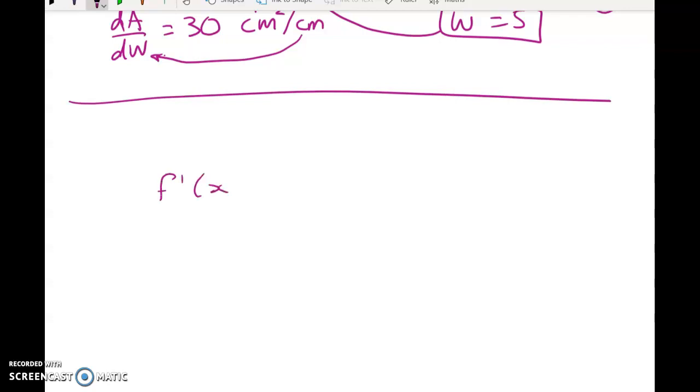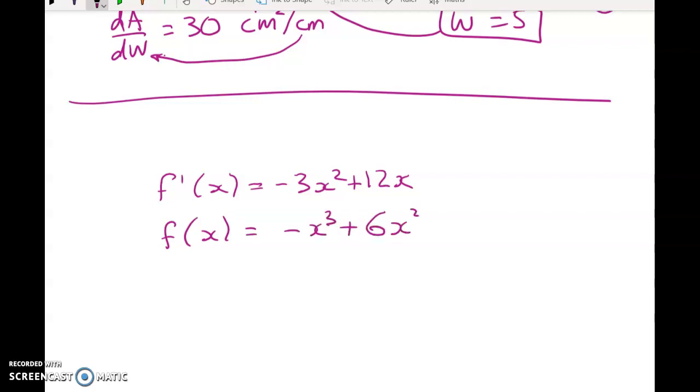but just doing it again. Here's f dash of x is equal to negative 3x squared plus 12x. Now I'm going to start by anti-differentiating because I'm doing a calculus exam, and so I like to do some calculus pretty early. So f of x is going to equal negative x cubed plus 6x squared plus c.